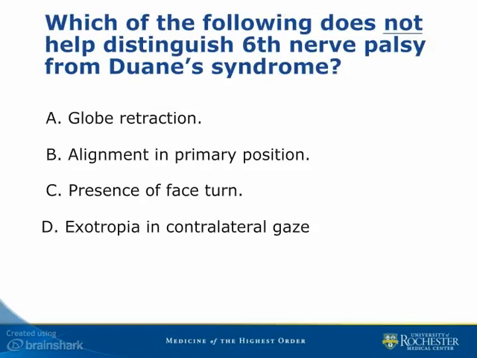The last quiz question of the day, and this is worded a little bit differently than past years, so bear with me here. Which of the following does not help distinguish sixth nerve palsy from Duane syndrome? Globe retraction, alignment in primary position, presence of a face turn, or exotropia in contralateral gaze?